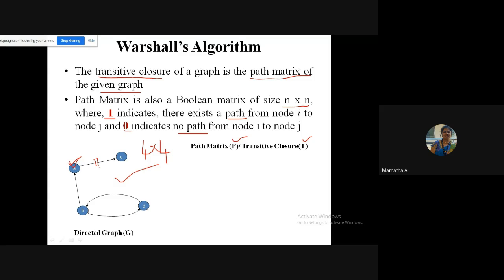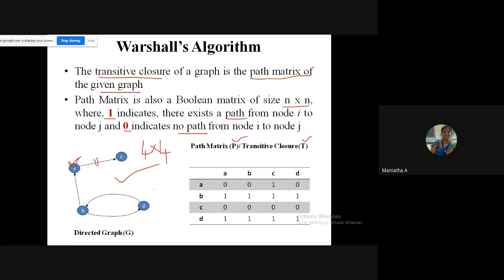Right? So you have to construct the path matrix in this way. A to A, 0. A to B, 0. A to C, edge. A to D is 0. Take B. B to A. Is there a path, students? B to A. Is there a path? Yes or no? Yes.